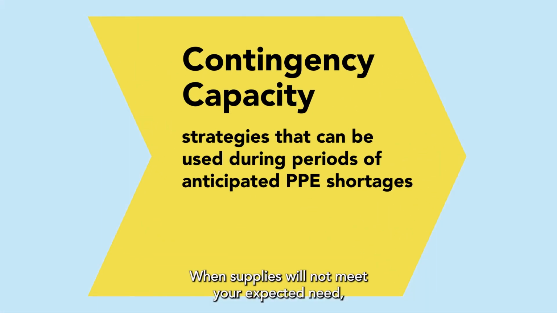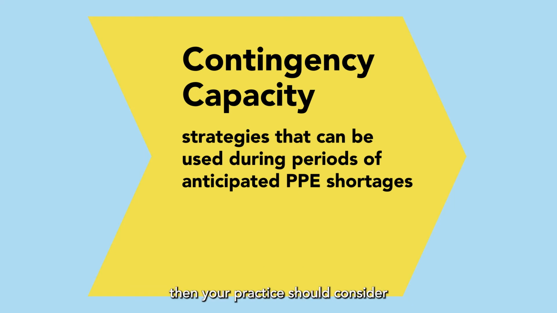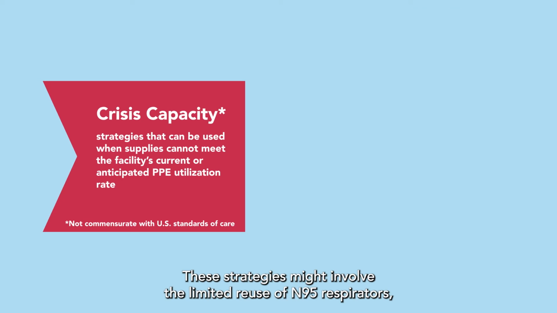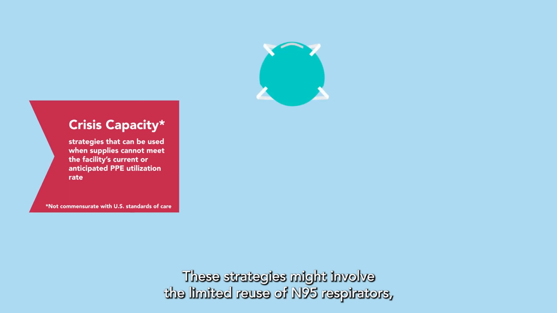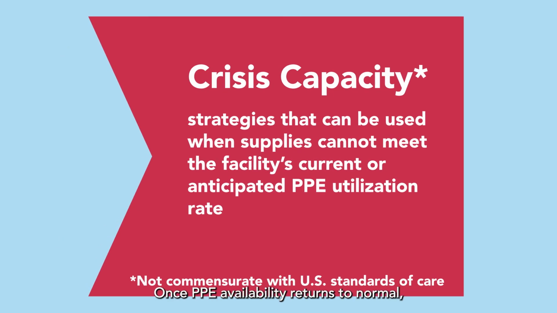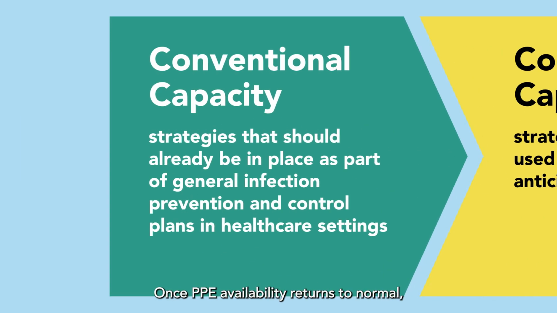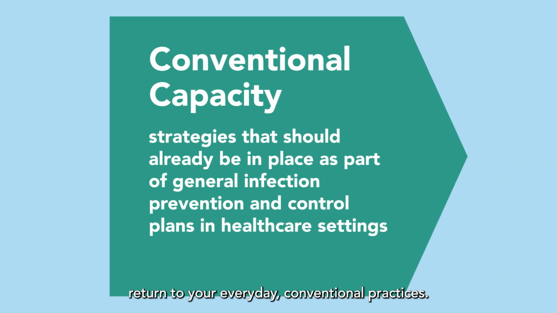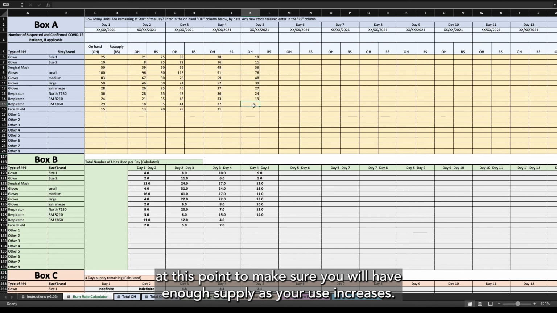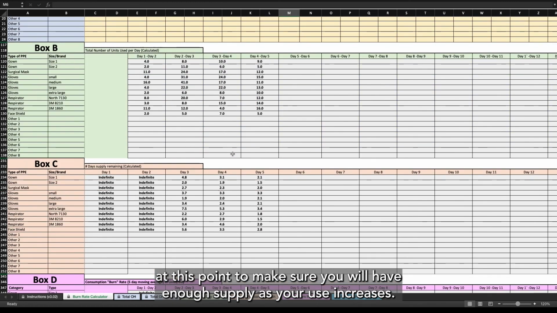When supplies will not meet your expected need, then your practice should consider moving to crisis capacity. These strategies might involve the limited reuse of N95 respirators, gowns, and eye protection. Once PPE availability returns to normal, return to your everyday conventional practices. You may also want to recalculate your burn rate for conventional practices at this point to make sure you will have enough supply as your use increases.